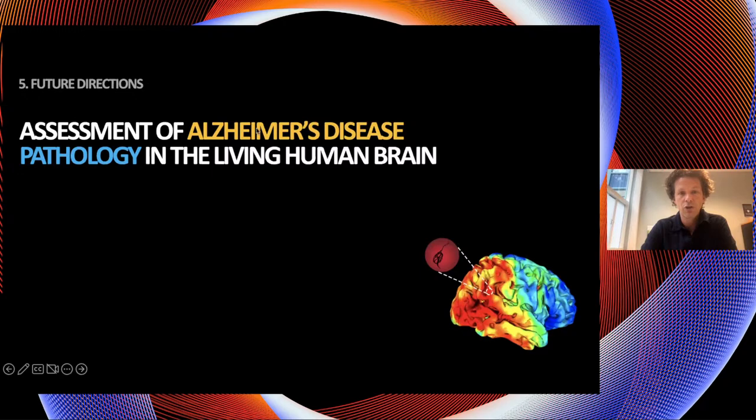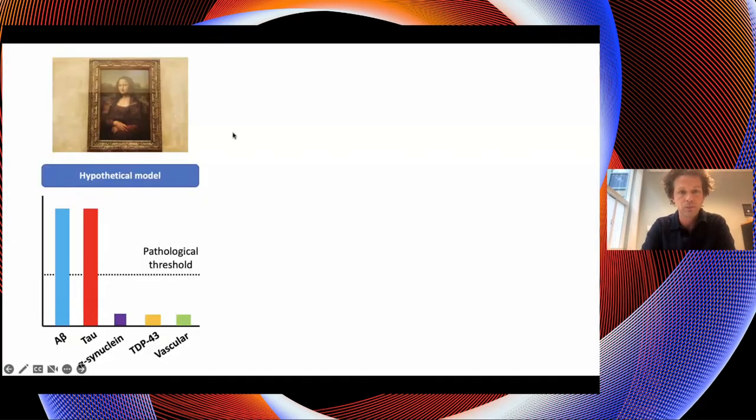So in terms of the future directions, again, due to the relatively restricted amount of time, I had to focus on Alzheimer's disease. So I had to ignore other neurodegenerative diseases. And I really had to focus on pathology. And we know there's many other things going on in the brain apart from amyloid beta and tau PET. So I want to spend a little bit of time focusing on these two aspects in the future directions.